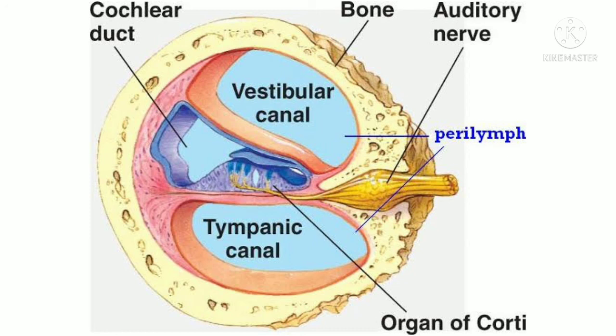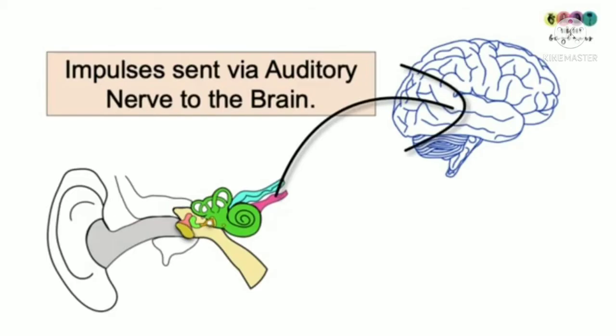Now we will learn about the organ of Corti. The middle chamber of the cochlea consists of hair cells attached to the basilar membrane. Auditory nerve: the auditory nerve transmits nerve impulses to the brain for interpretation.